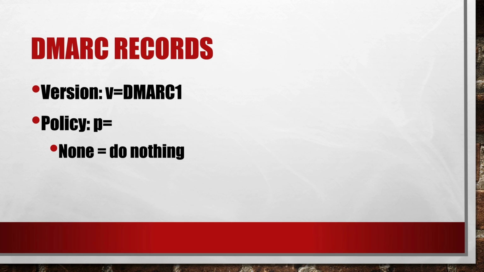How do you want the receiving email provider to handle it when your email shows up and something's not quite right? None says, just let me on through, do nothing. Please accept my email into your space. That's a great starting point if you don't know if your other DNS is set up correctly. Because if you set your policy to something other than none, and you don't have your DNS set up correctly, then you may be breaking your email.